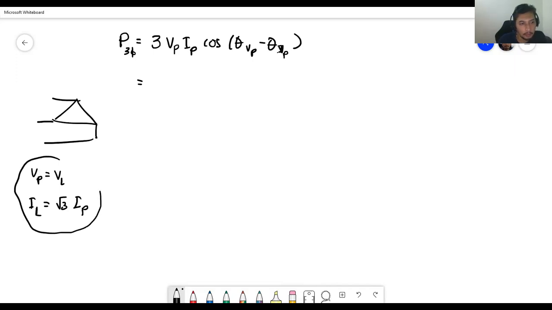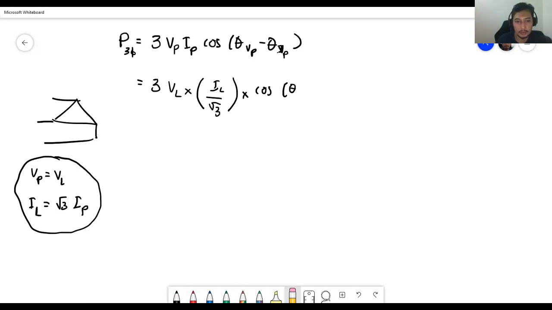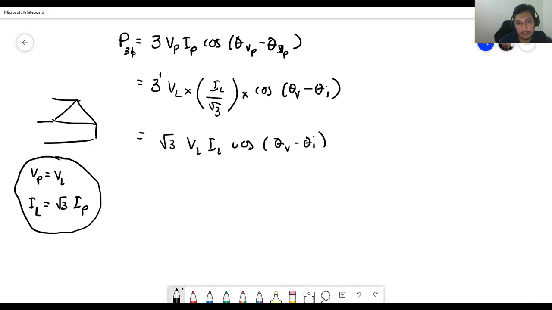If you are using this formula here, I substitute V phase with V line. So this one will become V line, and I phase will become I line over square root 3, multiplied with cos theta V minus theta I. From here you can see that this one is a power of 1, where the square root is the power of half. So this will become square root 3 V line, I line cos theta V minus theta I.